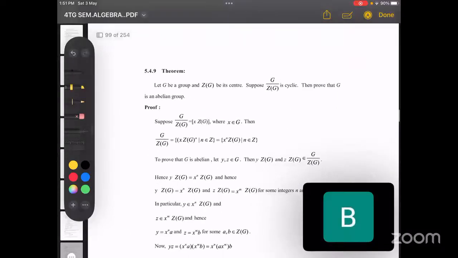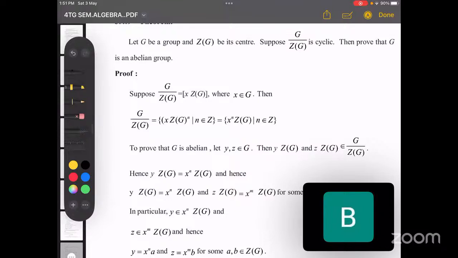Next, we have theorem 5.4.9. This is the 10 marks question you will get here. This is from block 2.